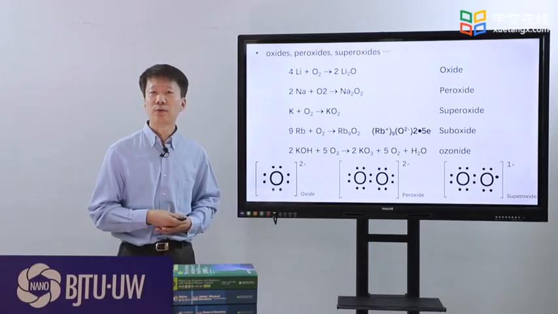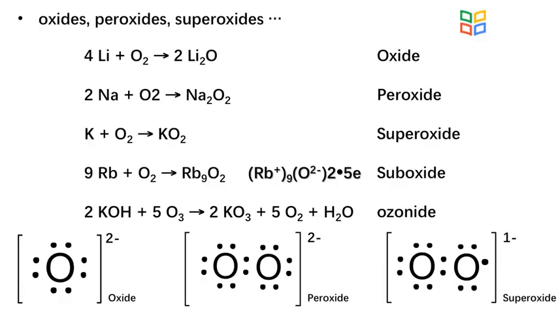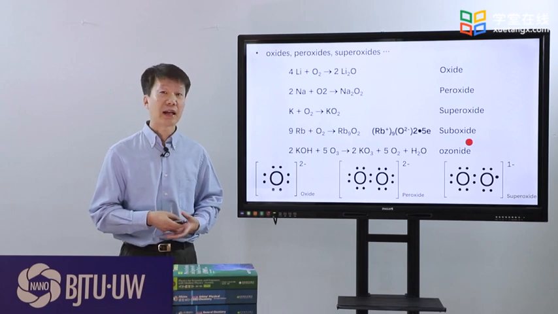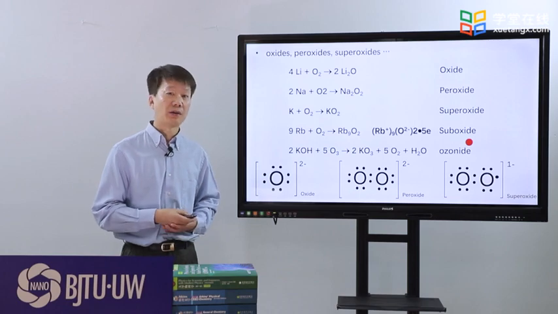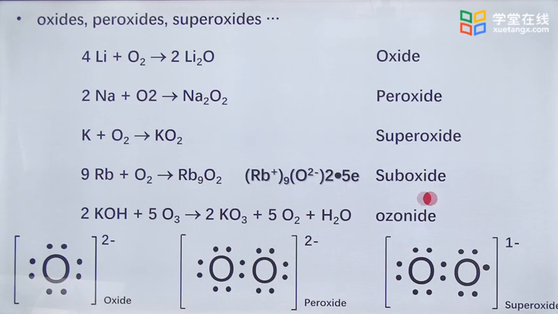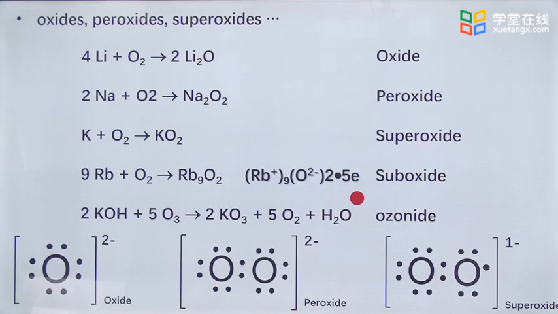Group 1 metals react with oxygen to give oxides, peroxides, superoxides, etc., under different reaction conditions. In suboxides, the formula is a bit misleading in terms of oxidation state. It's suggested to add electrons to show the presence of free electrons in the suboxide clusters. Here you see 5 electrons. Lewis structures of oxide, peroxide, and superoxide ions are shown at the bottom.